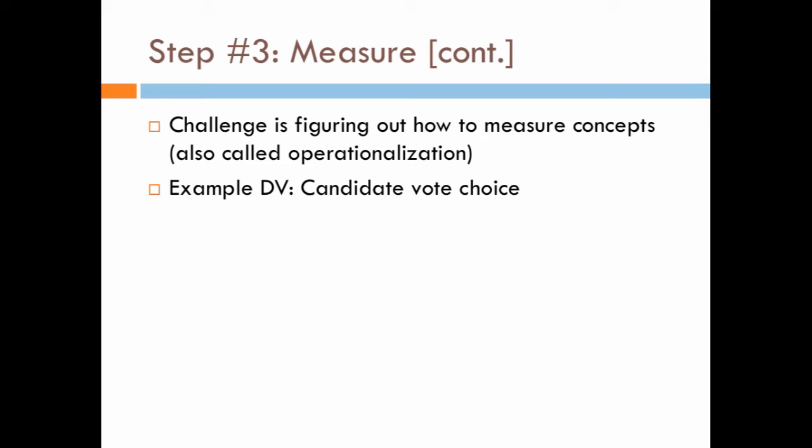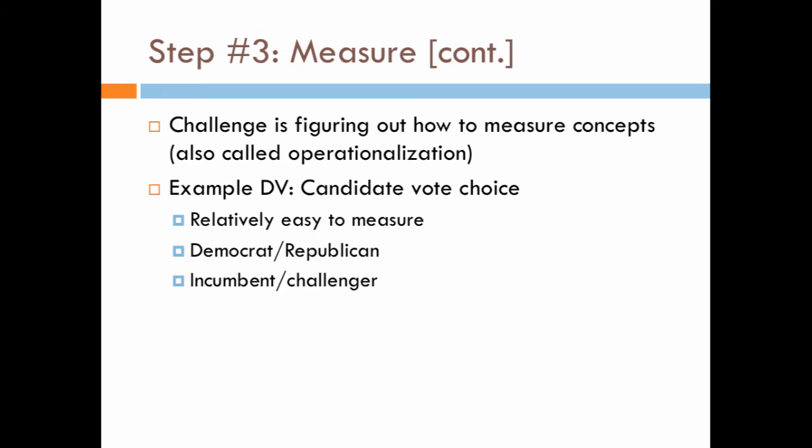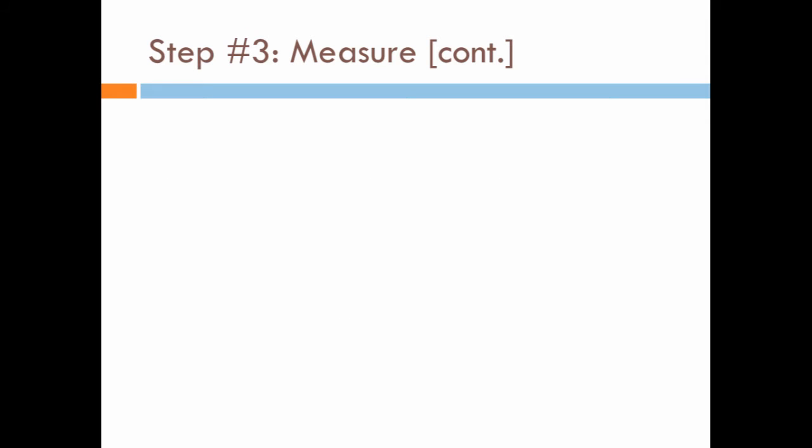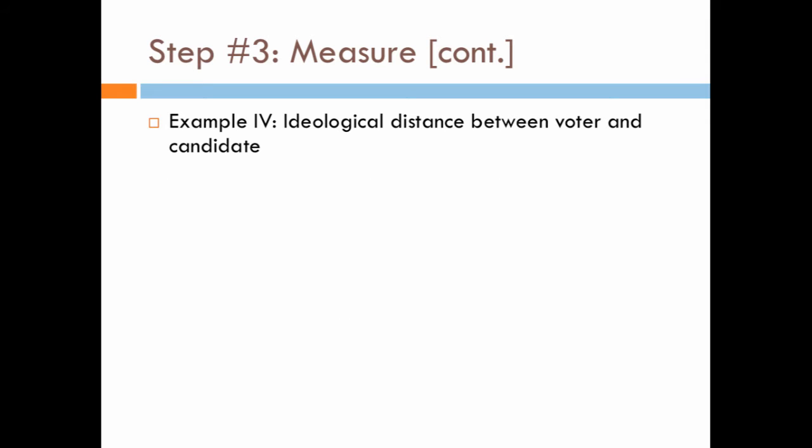This is pretty easy to measure, though we could measure it in different ways. We could identify whether the candidate is a Democrat or a Republican, whether the candidate is the incumbent or the challenger, or whether the candidate is a minority or a non-minority, for example. However we operationalize this, it's a straightforward classification. But measuring our independent variable, the ideological distance between a voter and candidate, is much, much harder.